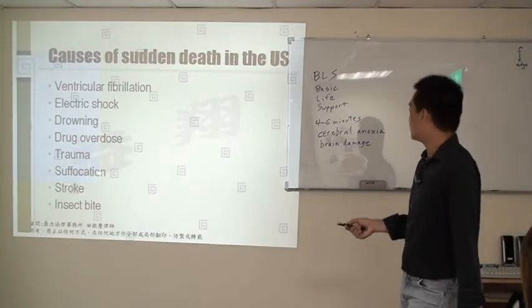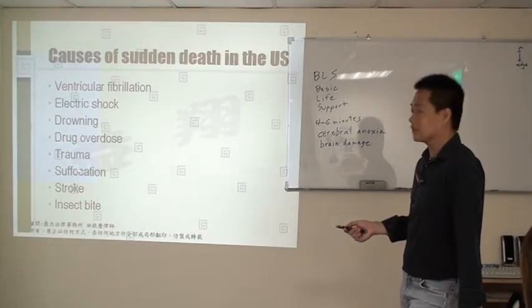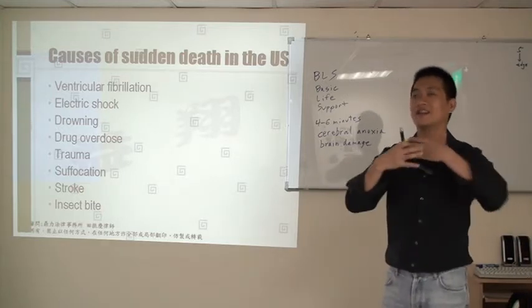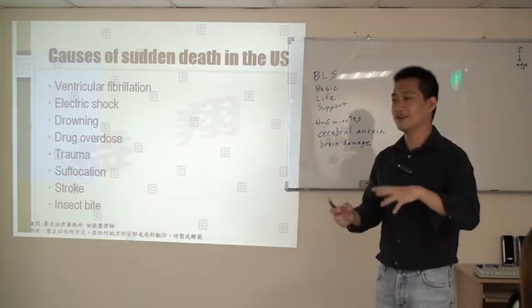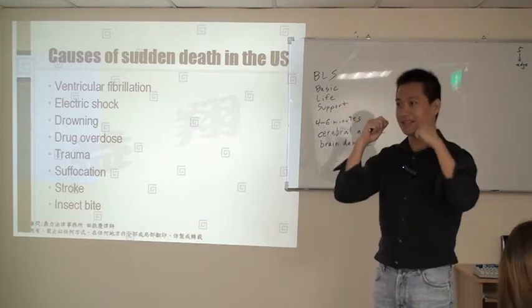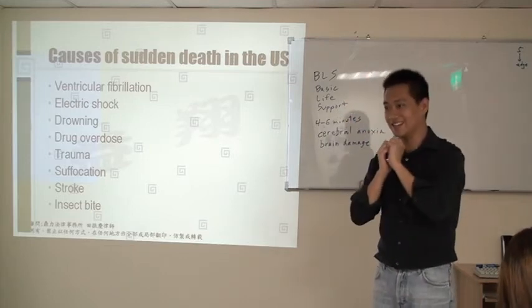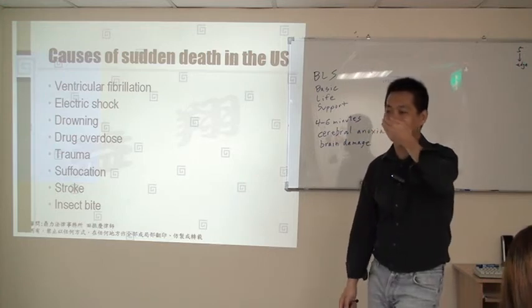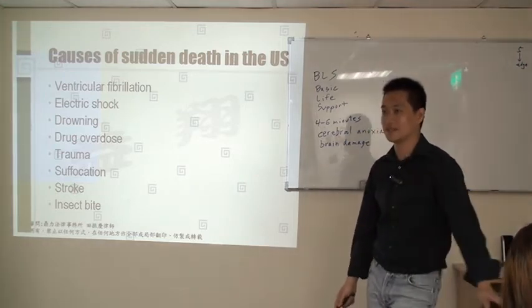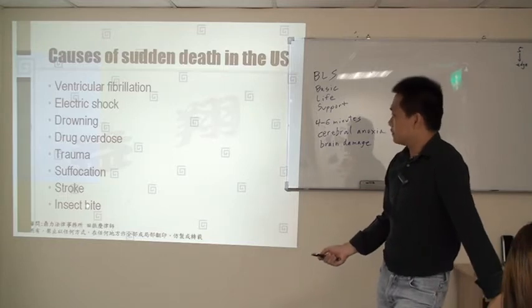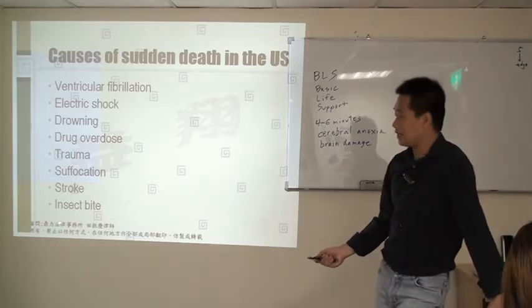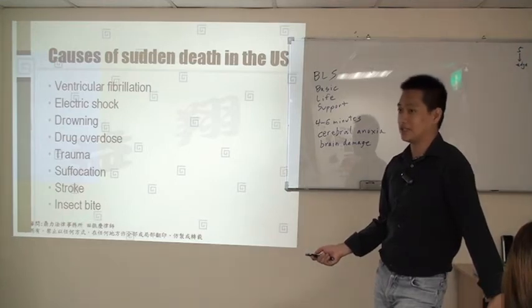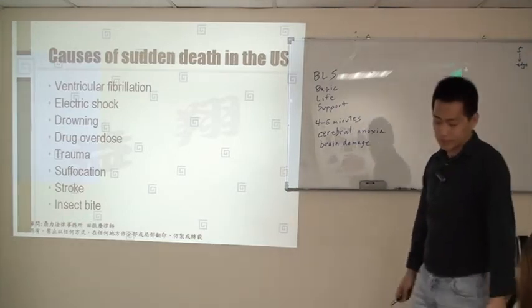What do you mean by suffocation? Cannot breathe. When you try to kill your friend, like that, suffocate. Or when you put a plastic bag over your head, or you put something in the nose and the mouth so the patient cannot breathe, suffocate to death. Next will be stroke, and then lastly, insect bite, maybe an anaphylactic reaction, an allergic reaction to the insect bite.